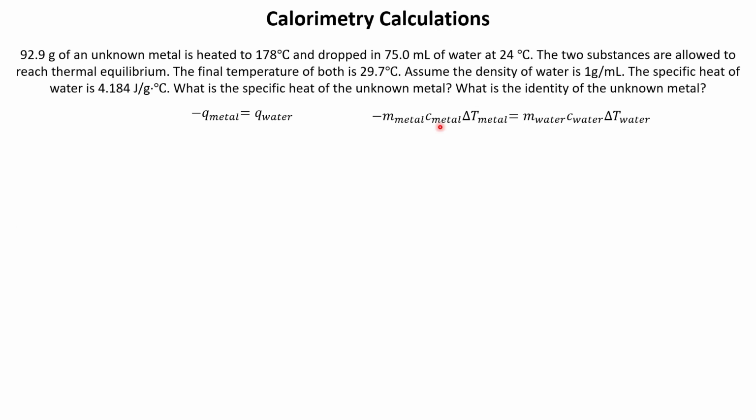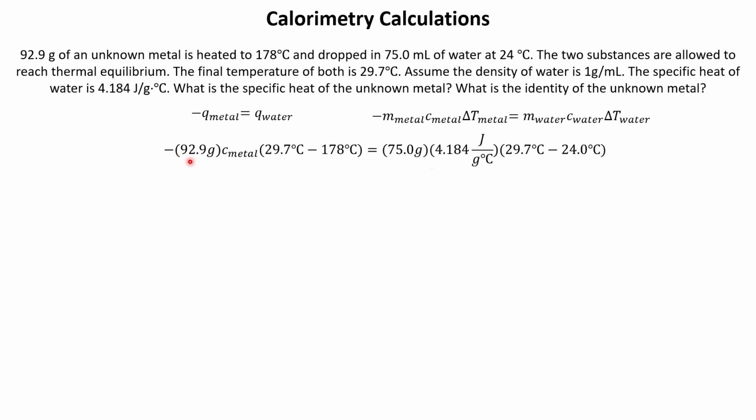So what I see often is that a specific heat might get flip-flopped, and you accidentally put the specific heat of the metal over here and the water over here. So you just want to make sure you keep track of what numbers belong to the metal and what numbers belong to the water. Okay, let's plug in the numbers from our problem.